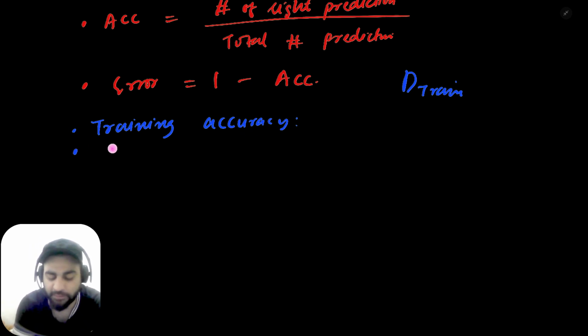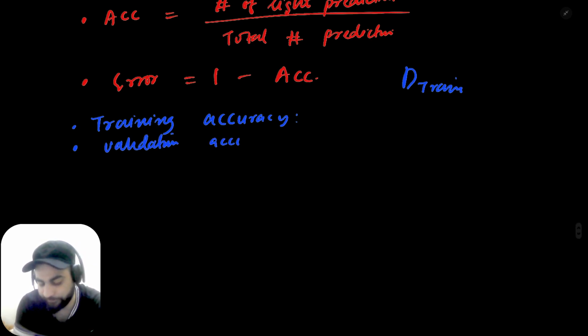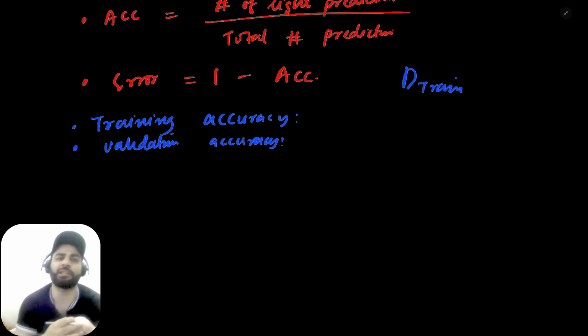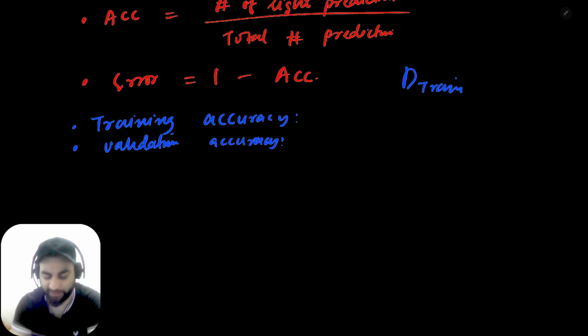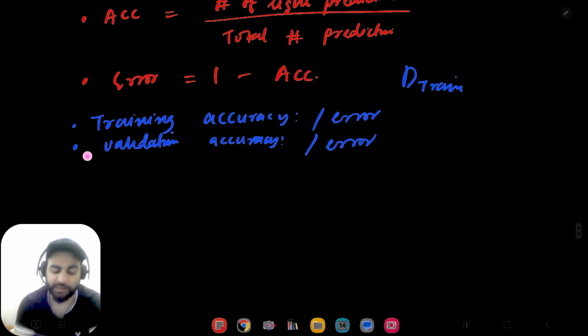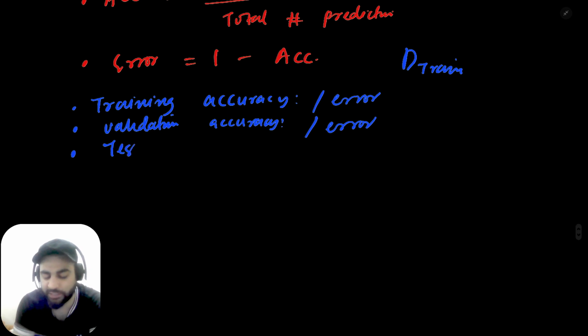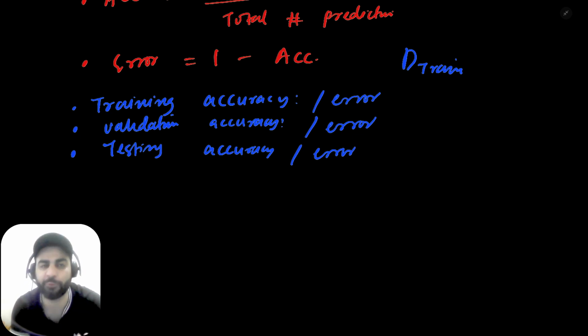Then we have something called validation accuracy. Validation accuracy is the accuracy that you got on the validation set. We had that cross validation set, and whatever accuracy you got on it is called validation accuracy or validation error. Similarly, we have training accuracy or training error, and validation accuracy or validation error. And likewise testing accuracy or testing error, which we get when we use the whole test data to evaluate the model.